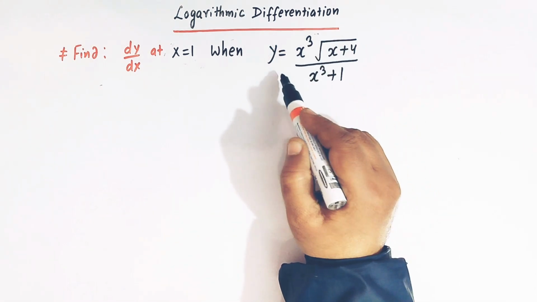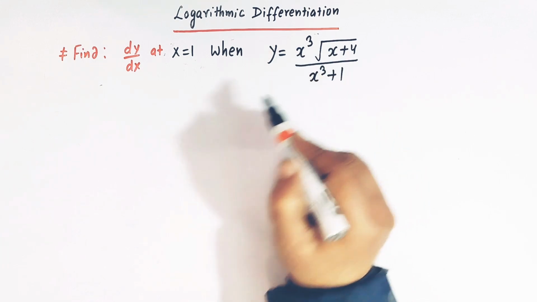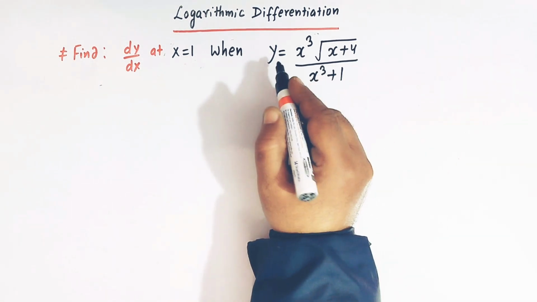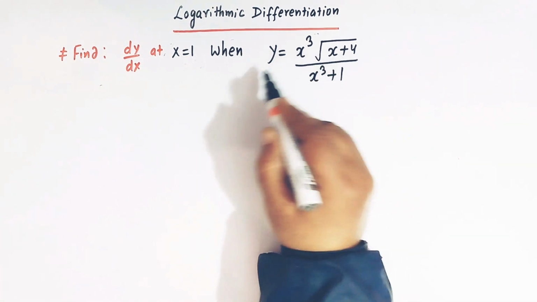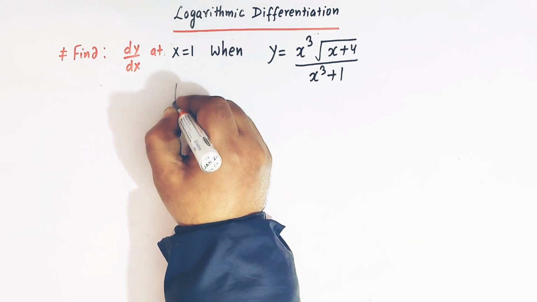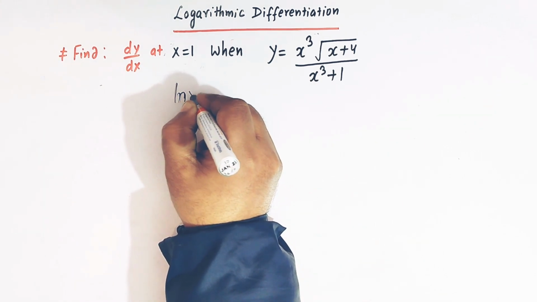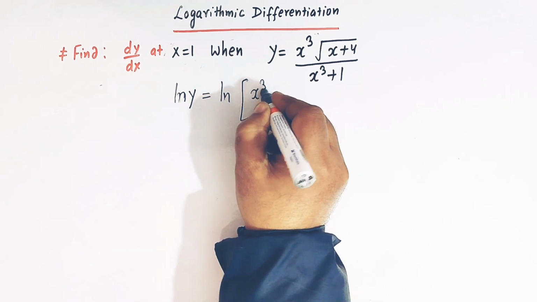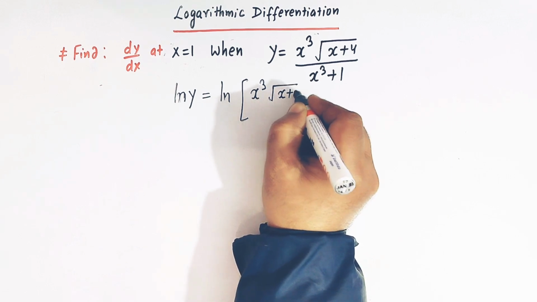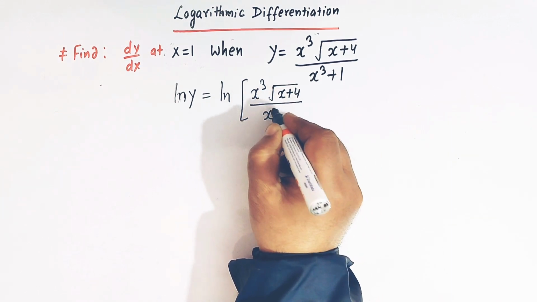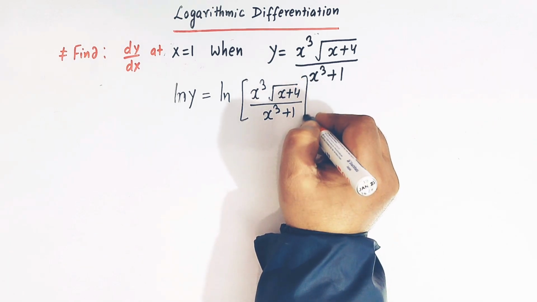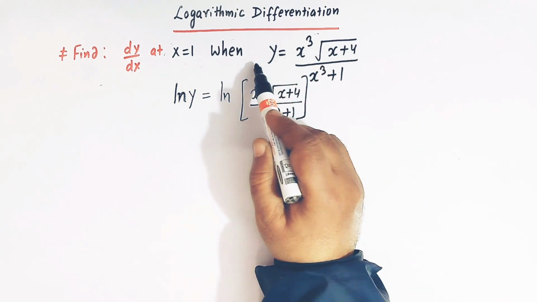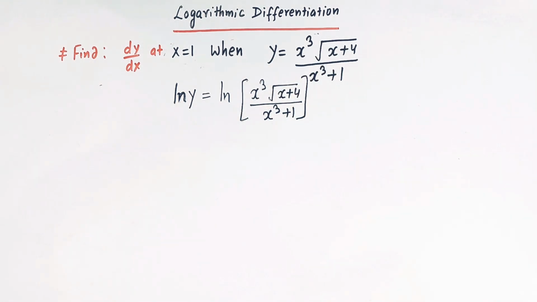So first we'll simplify this function with the help of logarithms. So let us take the natural log of both sides. So we'll get ln y is equal to log of x cube times square root of x plus 4 divided by x cube plus 1, right? So what we have done here, we have taken the natural log of both sides.